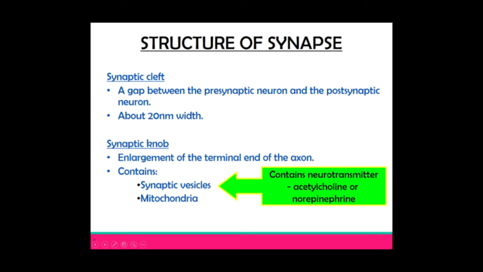The presynaptic and postsynaptic neurons are separated by a gap of about 20 nanometers called the synaptic cleft. Small swellings at the terminal of a neuron are called synaptic knobs. The cytoplasm in the synaptic knob contains numerous mitochondria and synaptic vesicles. There are two main neurotransmitters used in the vertebrate nervous system: acetylcholine and norepinephrine.